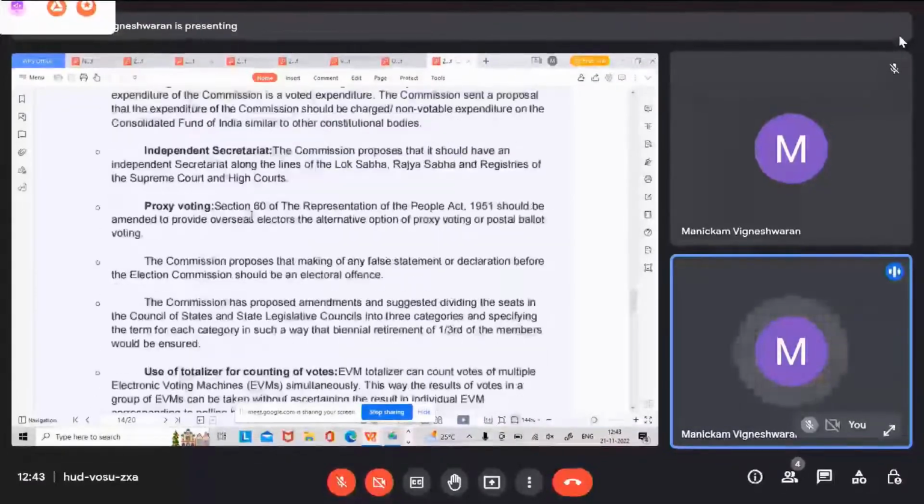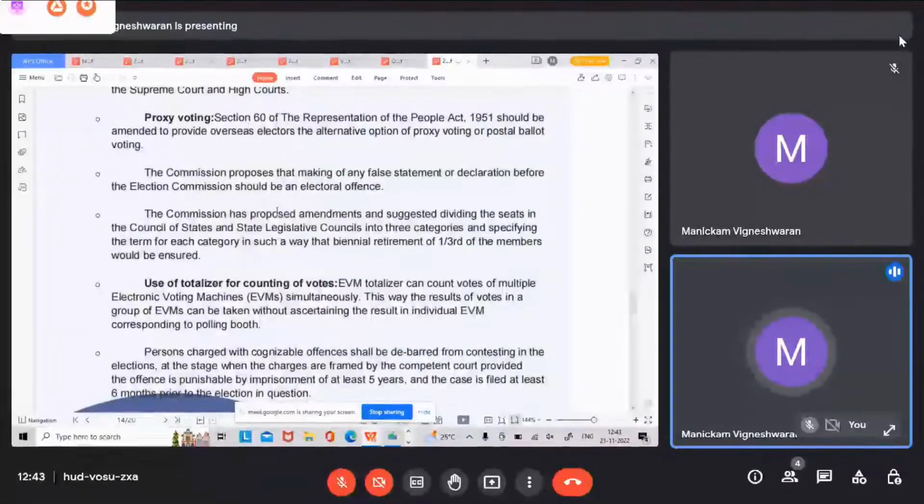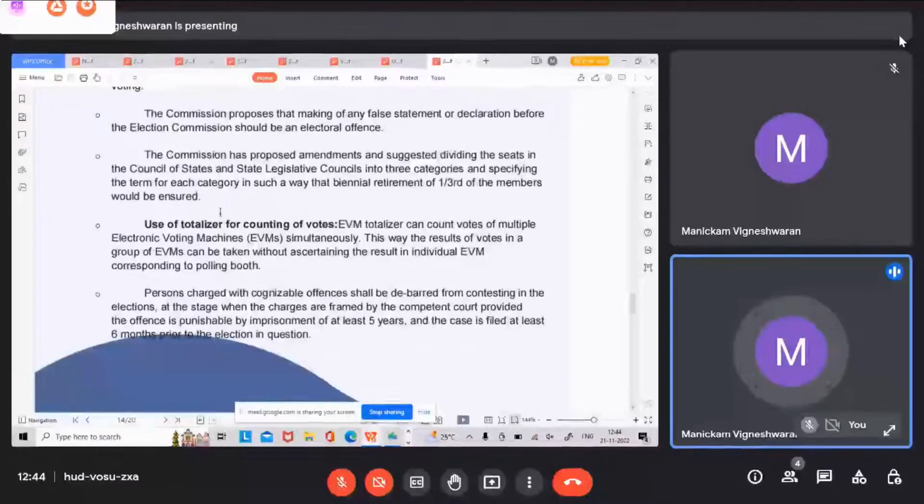Proxy voting: Section 60 of the Representation of the People Act 1951 should be amended to provide overseas electors the alternative option of proxy voting or postal ballot voting. The Commission proposes that making any false statement or declaration before the Election Commission should be an electoral offence. The Commission has also proposed amendments dividing the seats in the Council of States and State Legislative Councils into 3 categories, specifying the term for each category in such a way that biennial retirement of 1/3 of the members would be ensured. Use of totalizer for counting votes.